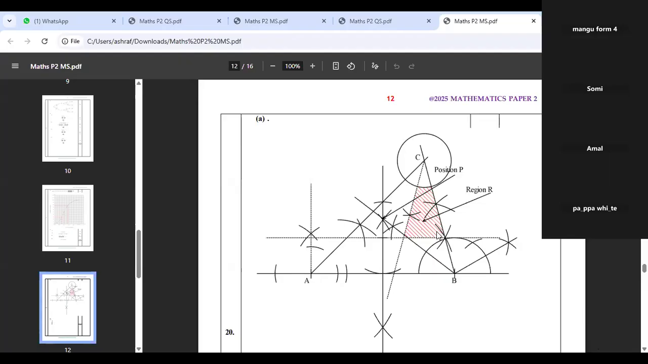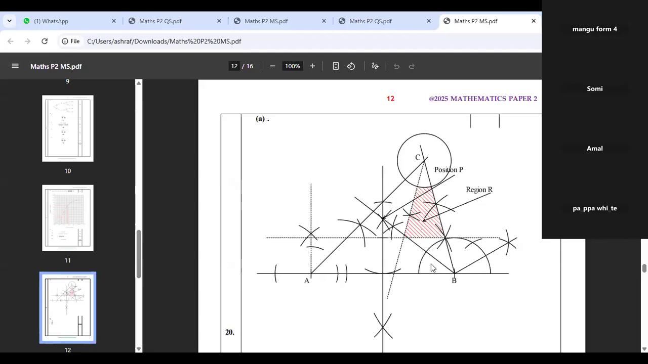Then there's part C, Roman 1, CR. So we have this circle. In the diagram, they have shaded the position of R. We have not shaded the unwanted side. So we have the circle whose radius is 1.5. Then Roman 2, R is more than 2 centimeters from line AB.